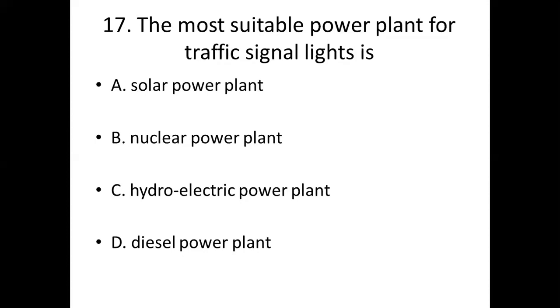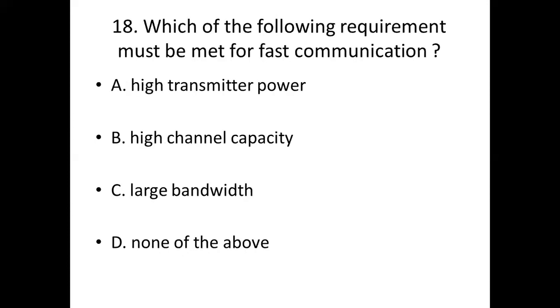Option A, solar power plant. 18th bit. Which of the following requirements must be met for fast communication? Option A, high transmitter power. Option B, high channel capacity. Option C, large bandwidth. Option D, none of the above. Answer guess cheyandi.